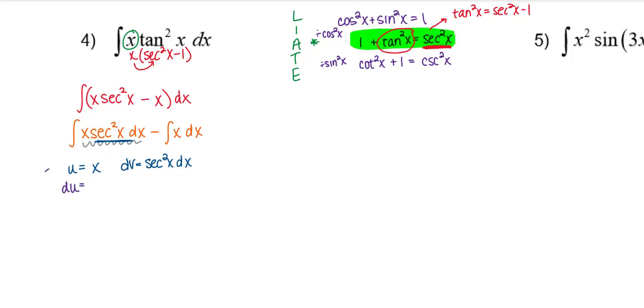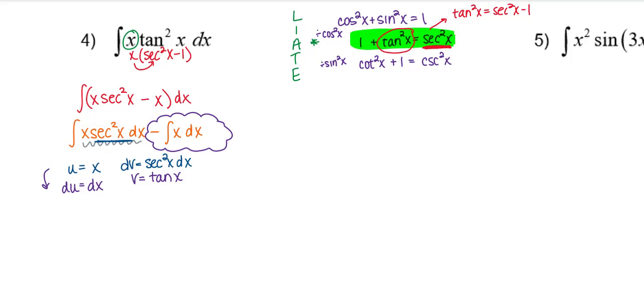Okay, so I'm doing the left. I will do the derivative. So if I have u is x, du is just dx. And on the right, I'm doing this antiderivative. So the antiderivative of secant squared x is tangent of x. Okay, so again, I can't forget to integrate x.